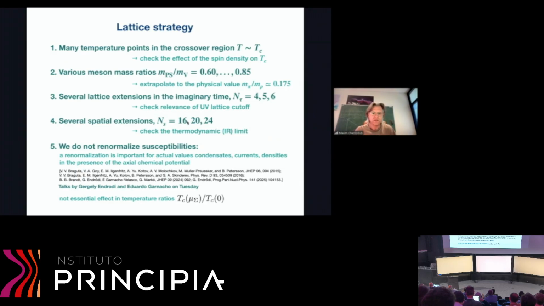One important point is that we don't normalize the susceptibilities, which we use to probe the transition. It's very well known, and it was also mentioned in the talks here by Gergo and Eduardo, that we have some normalization, but we carefully checked it, and it does not have an effect on this temperature ratio because it shifts both temperatures in exactly the same way. So we are pretty sure that this ratio does not change due to those effects.